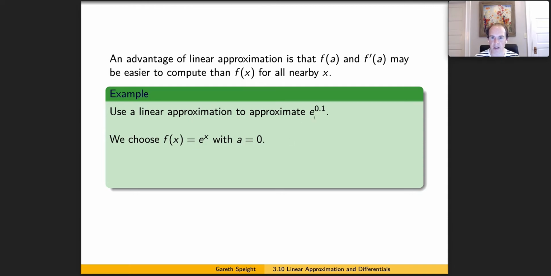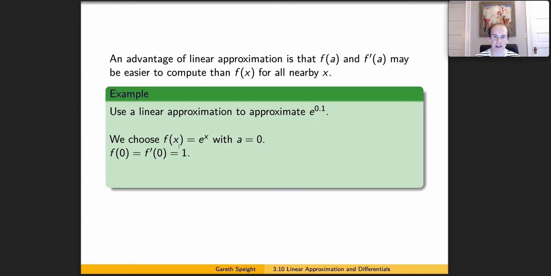So we shouldn't choose a equals 0.1, but instead we should choose a to be a nearby point. So it has to be nearby for the approximation to make sense. So a should be a nearby point so that we can actually compute f of a and f prime of a. Okay, and the only easy place that I know, or one of the places that I know to compute e to the x is going to be at 0, right? We know how to compute e to the 0, and we know how to compute the derivative at 0. So let's choose a equals 0.